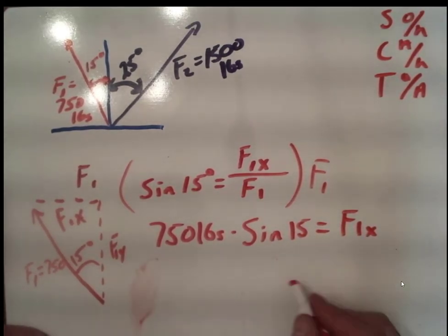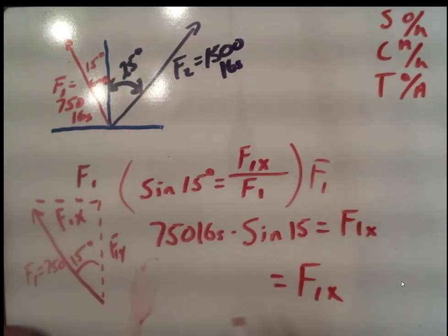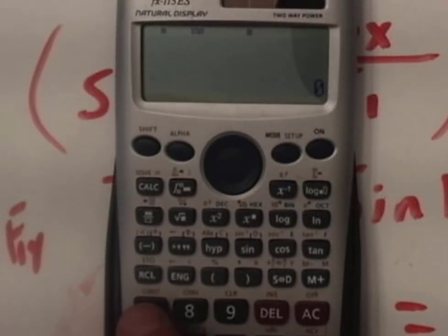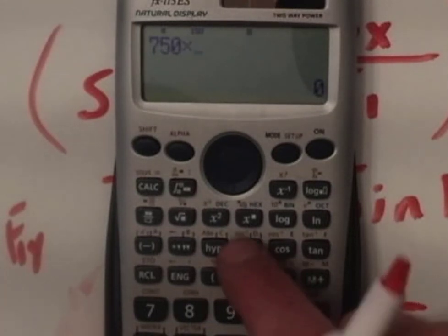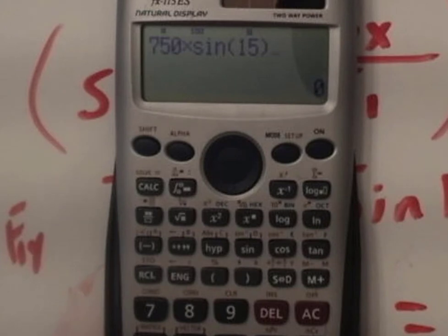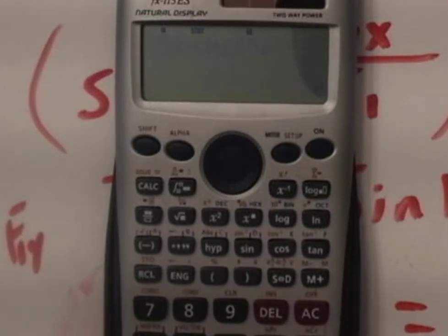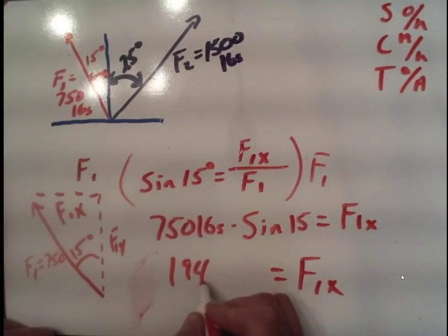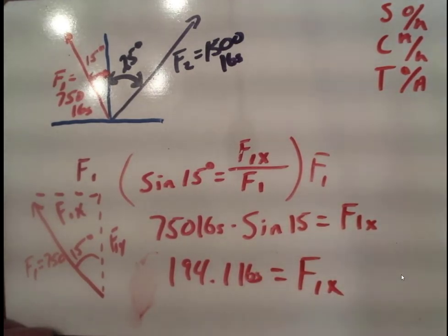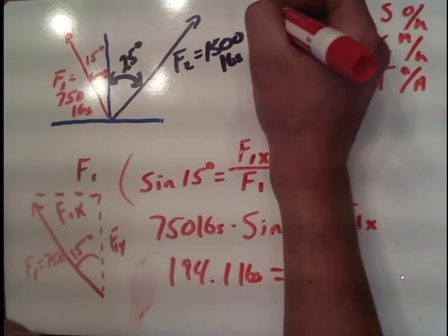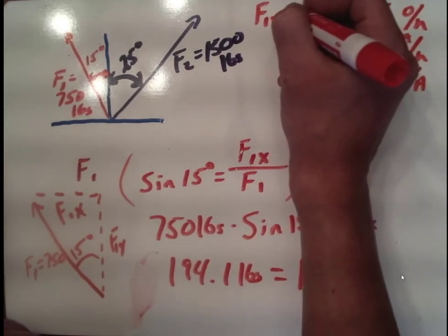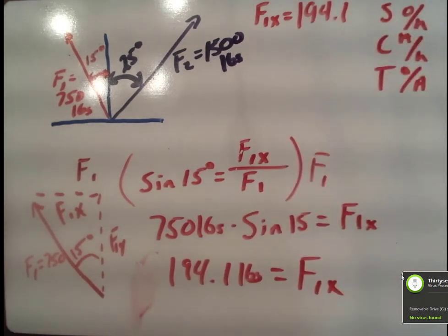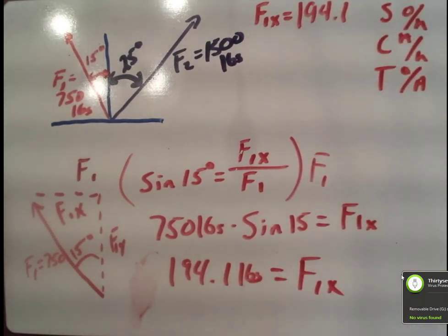We want to figure out what force 1 sub x equals. Take a look at our handy dandy calculator here: we're going to take 750 times the sine of 15 degrees. Make sure you are in degrees mode in your calculator. Hit equal, and it is 194.1 pounds. We're just going to take that and write it up here. Force 1 sub x equals 194.1 pounds. Hopefully that makes sense.